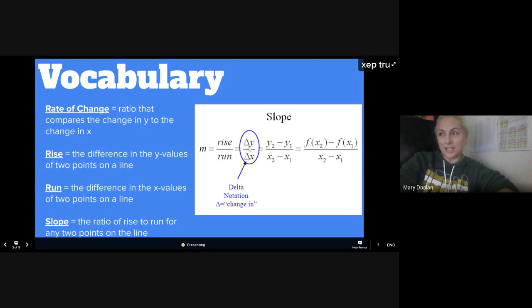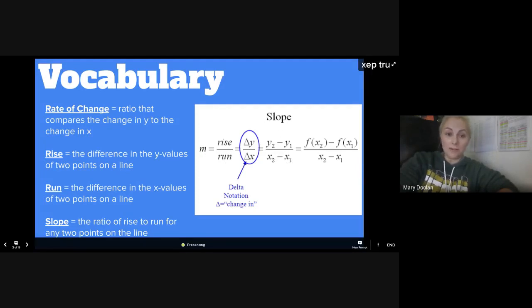So the change in, if I write that out, the change in y's means I take two y values and I subtract them, and I take two x values and subtract them. And then another way of interpreting this is that when you're dealing with functions, y and f of x are interchangeable. So I could also say, instead of y2 minus y1, it's f of x2 minus f of x1. Okay, so these are different ways to all represent exactly the same thing, which is slope.